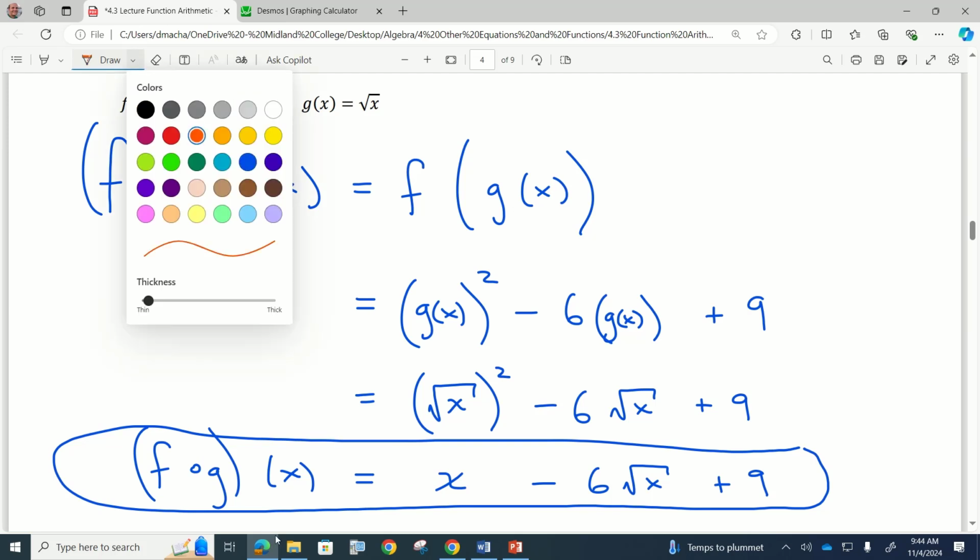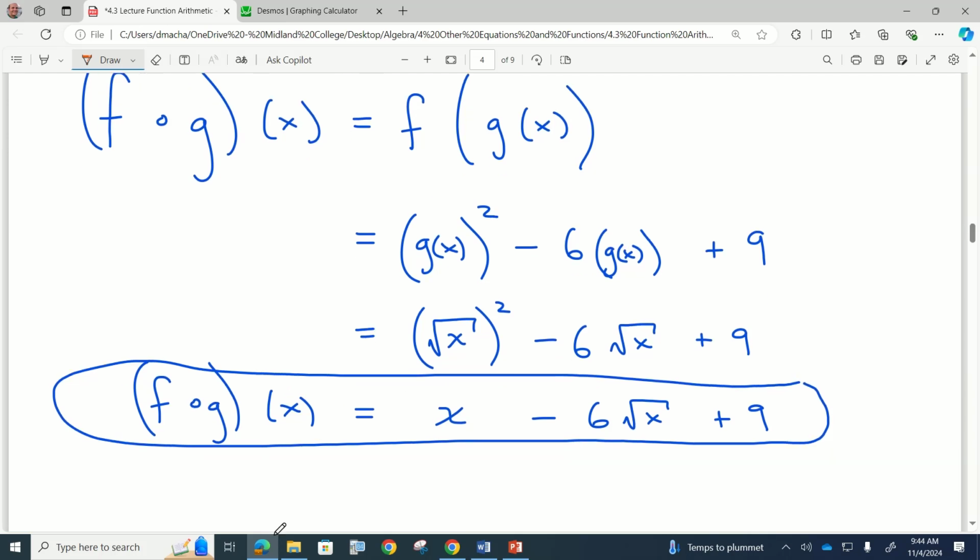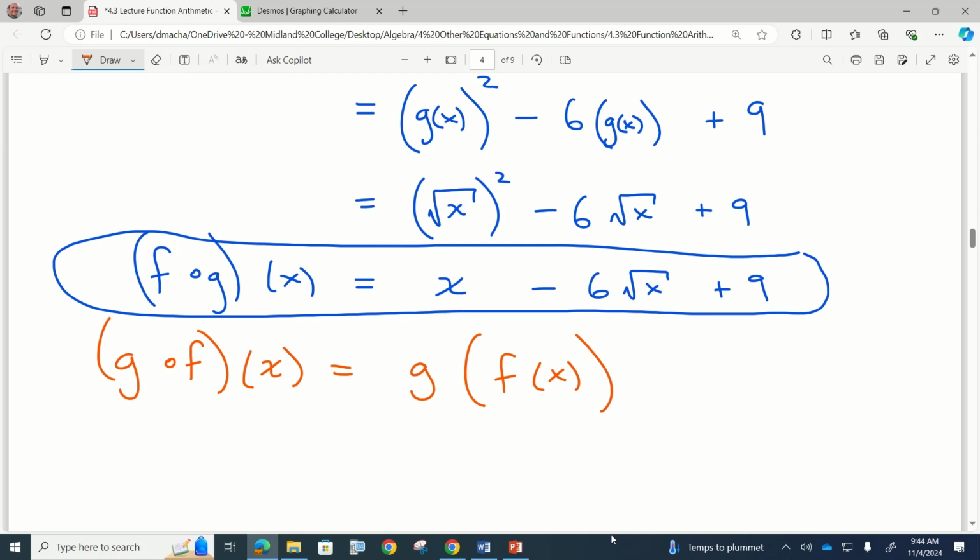All right, what if I wanted to do the reverse order? What if I would say g composed with f? Function composition is not commutative. It doesn't matter the order in which you add or multiply because addition and multiplication are commutative. But it does matter the order in which you subtract or divide because those are not commutative. Function composition is also not commutative. And so it matters what order you compose these things.